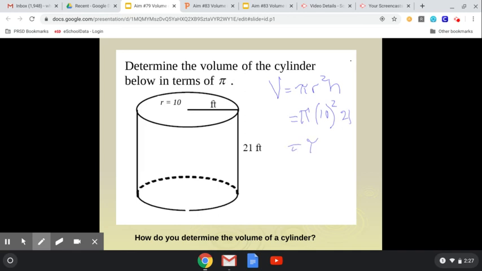Pi times 100 times 21, excuse me. Can't read my own handwriting. It's getting a little sloppy here. 100 times 21 is 2100 pi. So when I leave it in terms of pi, and you can put feet cubed if you want to, I do not multiply by pi. I leave it as it is. So there's the volume of that cylinder.